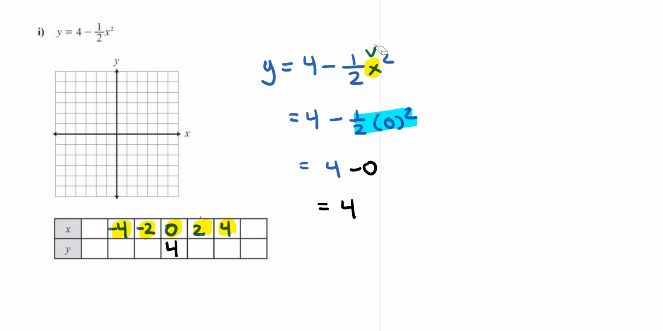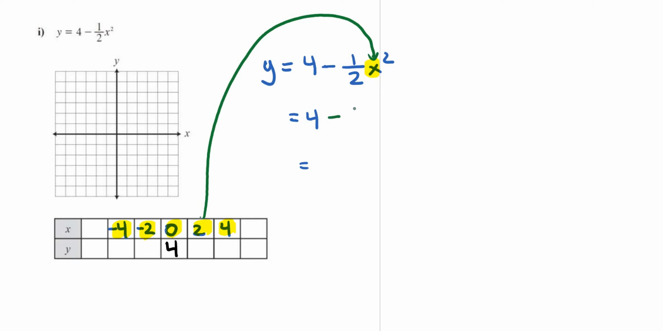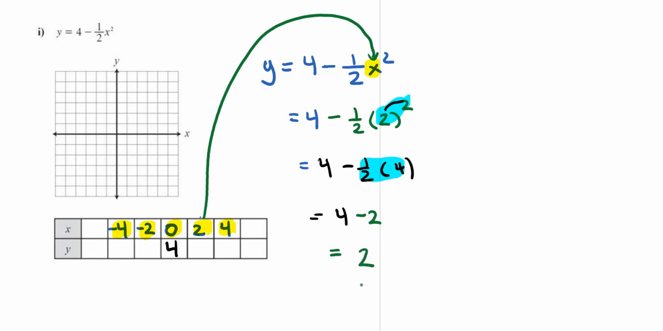All right, so that was one of the easier ones to calculate, but then after that we need to calculate the next one. So when x equals 2, what happens? That's going to be 4 minus 1/2 bracket 2 all squared. 2 squared is 4, right? So 4 minus 1/2 times 4. And what is 4 times 1/2? Well, 4 times 1/2 is 2. So 4 minus 2 is 2. So when x equals 2, the y value is 2 as well.